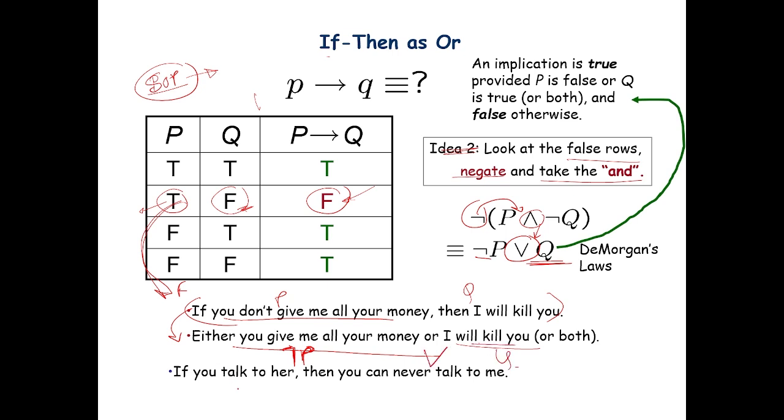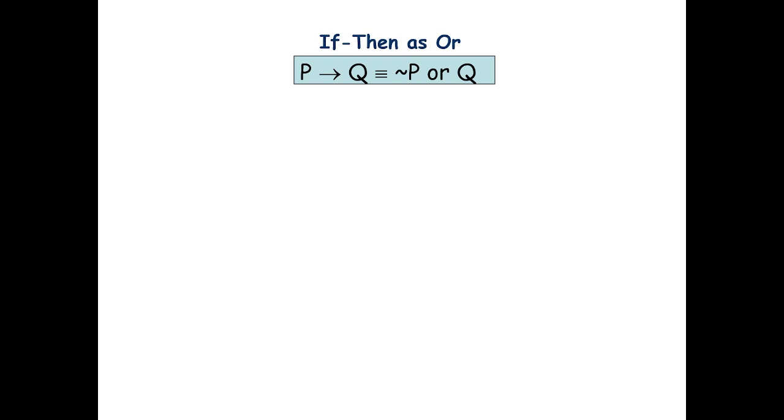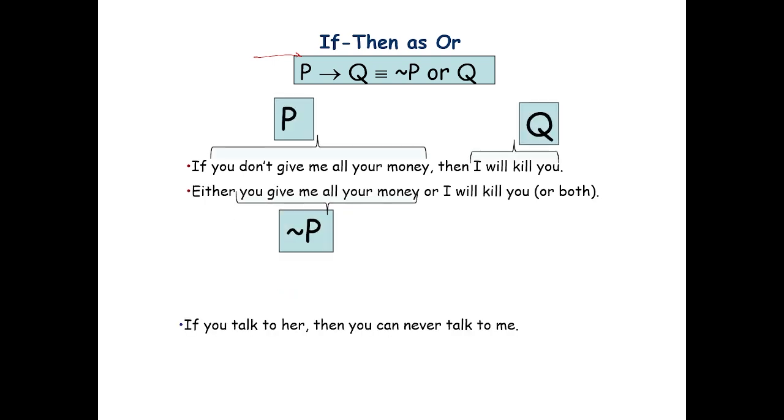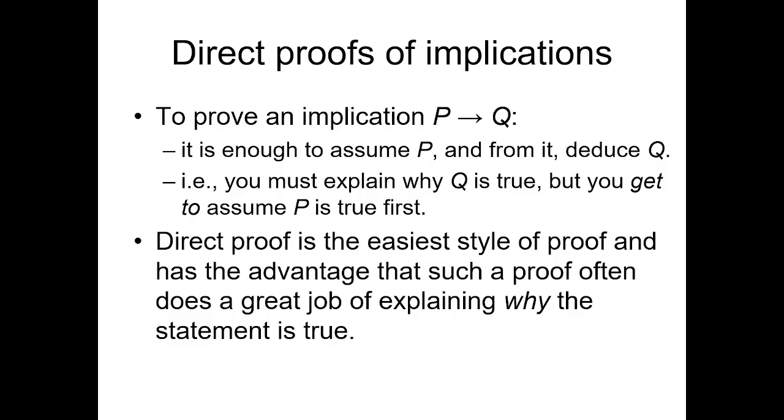So this is Q. If you talk to her, then you can never talk to me. So this becomes, either you don't talk to her, or you can never talk to me. Yep, that's right. If then as or: not P or Q. If you don't give me all your money, then I'll kill you. Either you give me all your money or I kill you. Yep, like I said before, this portion is easy.